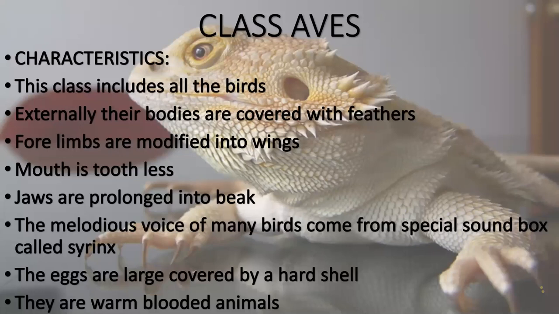Most of the birds can fly with the help of their wings and feathers. They can walk or even swim with the help of their hind limbs, that is the legs. Although birds live on land, some birds are also aquatic and can live in water.